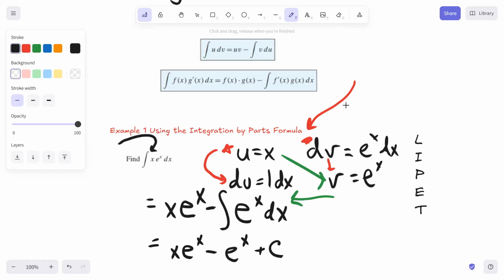Now, there is a trick for identifying what to use for the u, and here it is. Your first choice would be logs. We call this LIATE. The second choice is inverse trig. The third is polynomials. The fourth is exponentials. And the last is just regular trig functions. Okay, if you remember LIATE, it's very easy. So notice in this one, we picked u equals x, and x is a very, very simple polynomial function. So this is our answer right here.